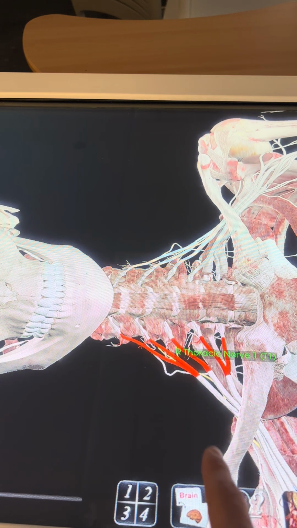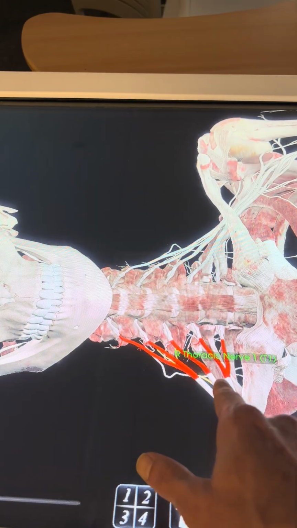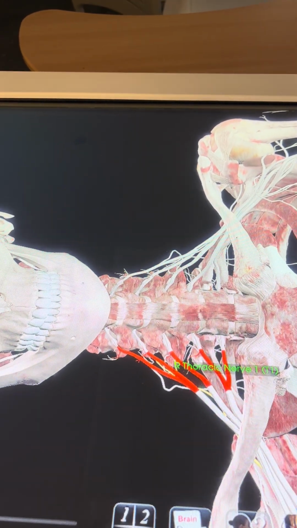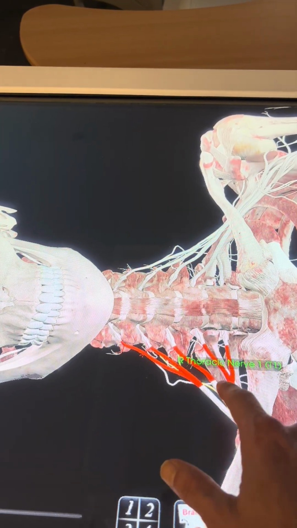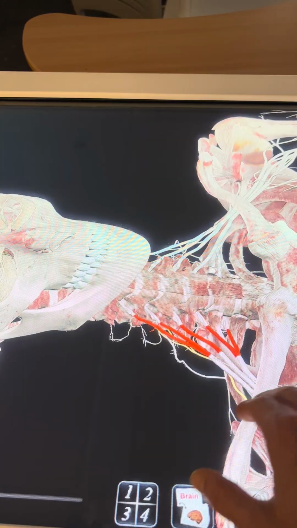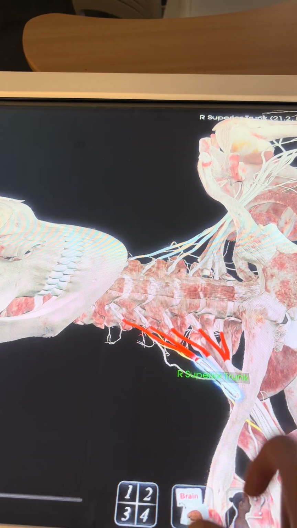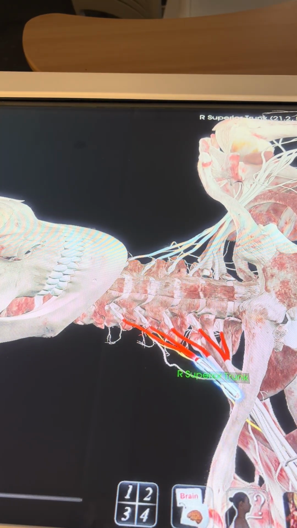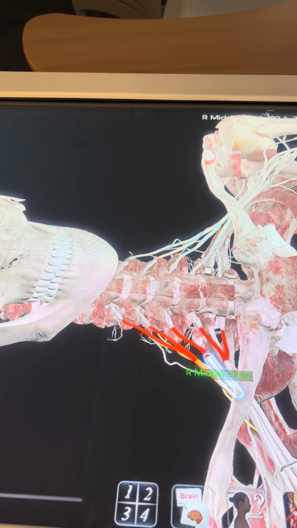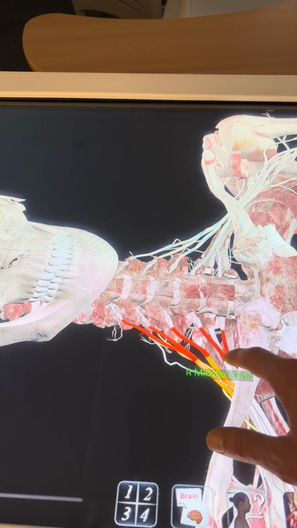Now you'll notice that C5 and C6 then join together, C7 continues independently, and C8 and T1 also join together. Now that's our landmark to tell us that we have the upper trunk. We have our upper trunk. Your upper trunk will also sometimes be written as superior. Middle typically is always middle. And the lower trunk is sometimes referred to as the inferior trunk.